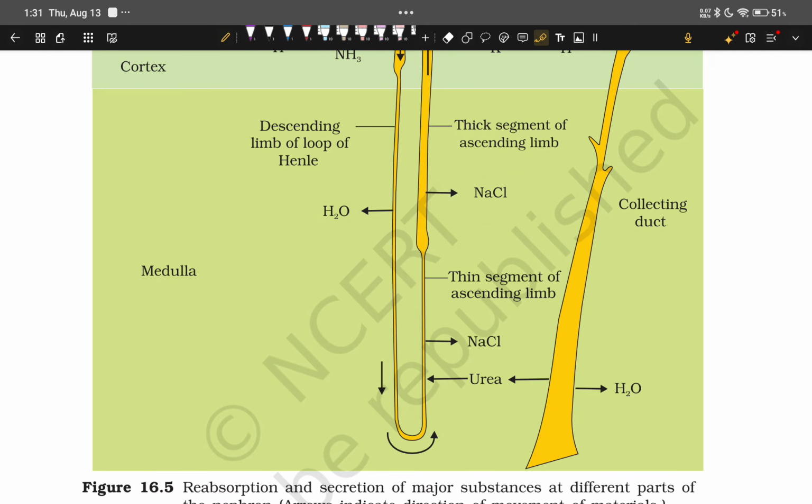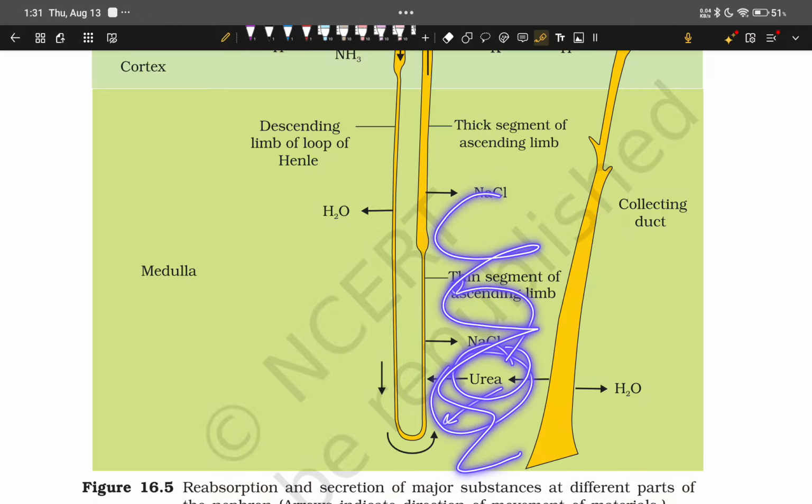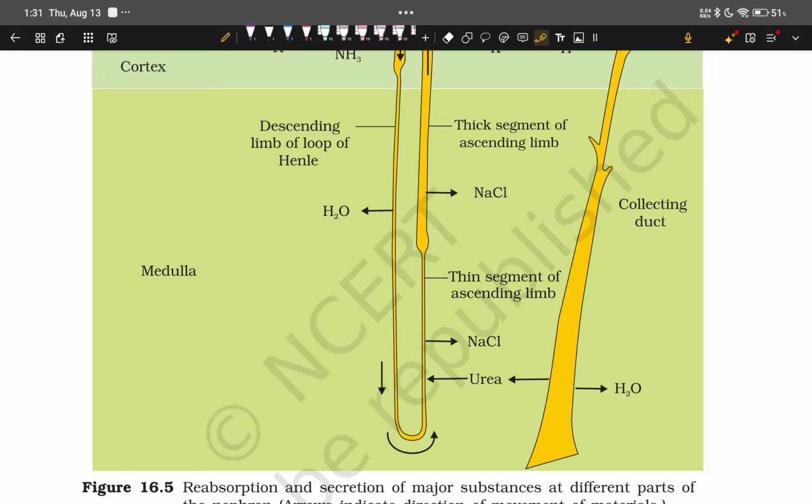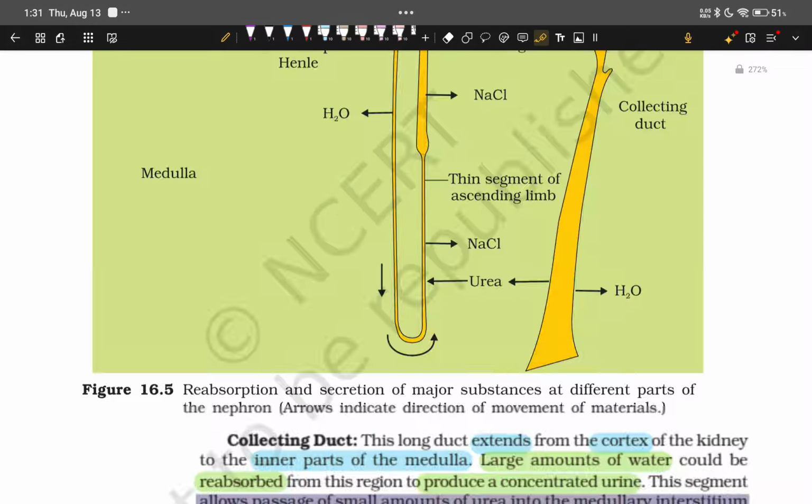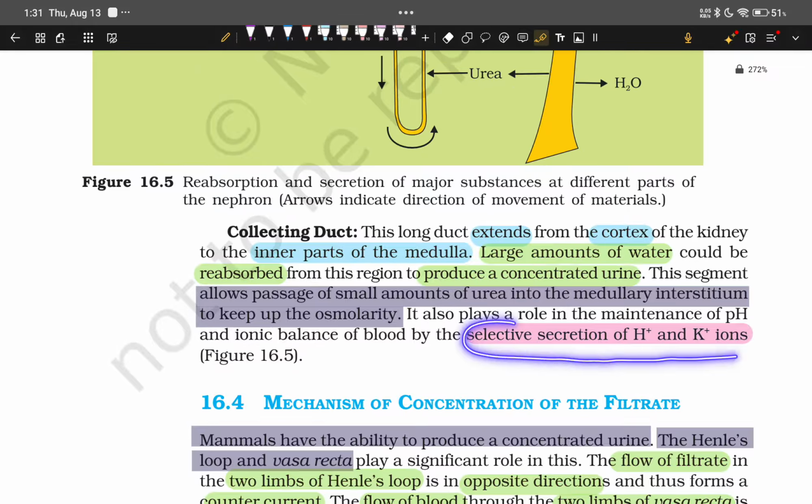In the collecting duct, water is reabsorbed and urea can also be reabsorbed, and a small amount of urea can flow into the inner medullary interstitium. That's the point. And one more thing is that selective secretion of H plus and K plus ions can also take place.